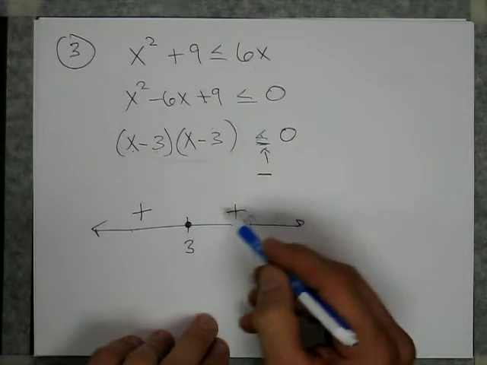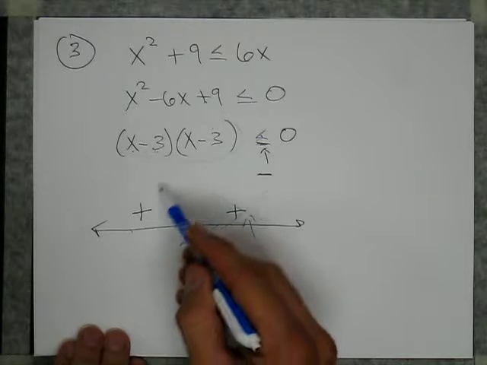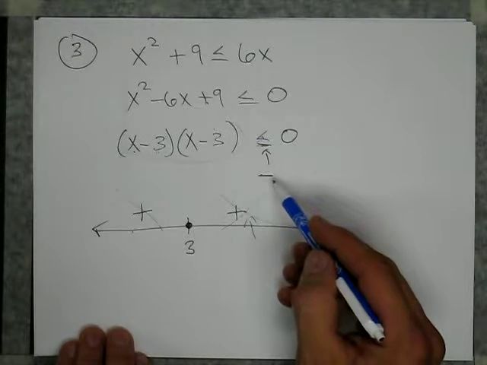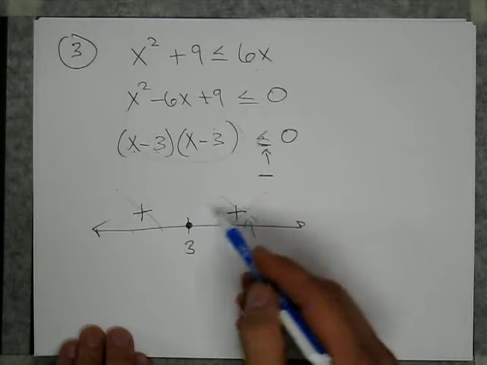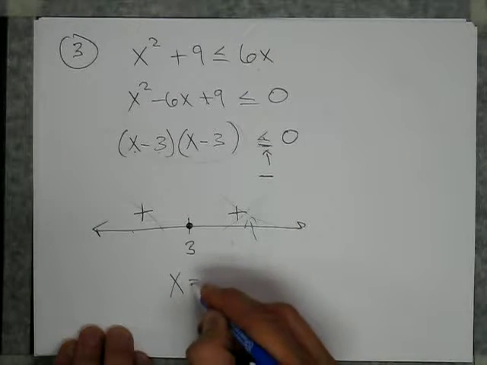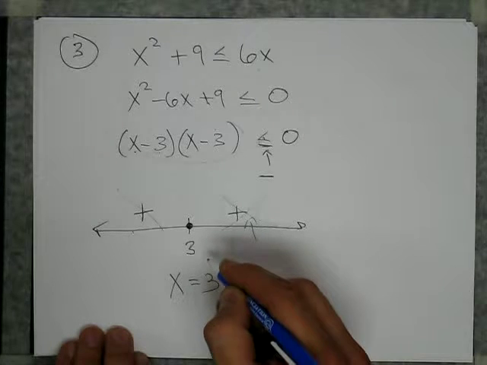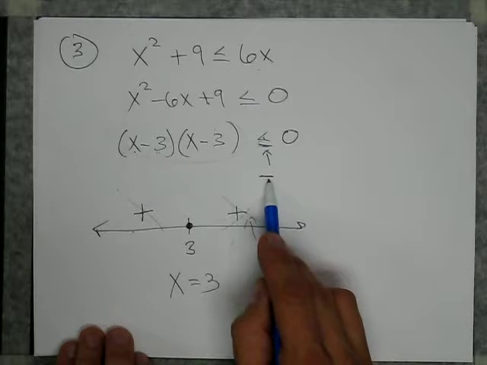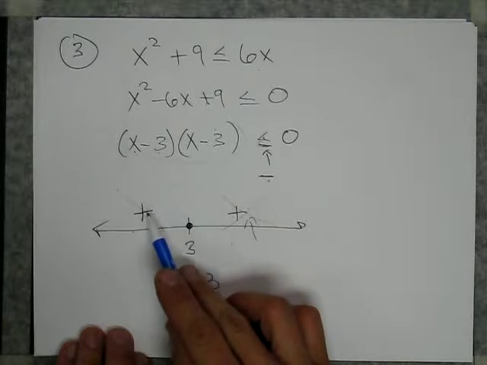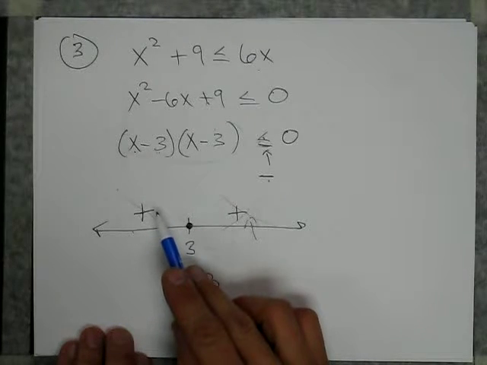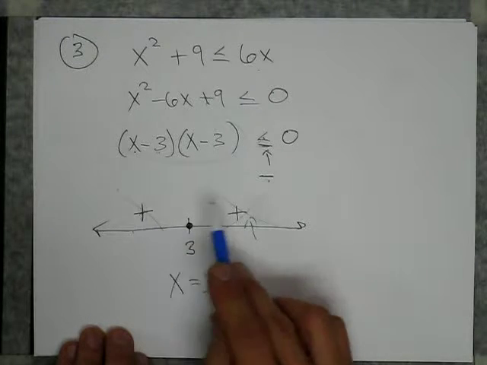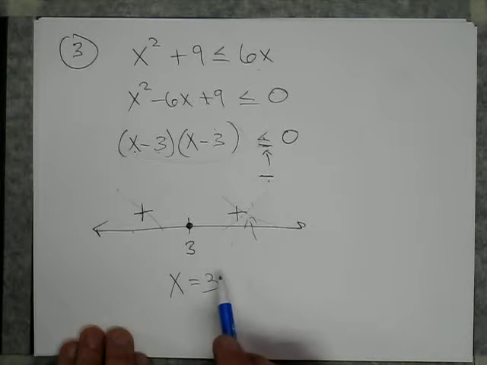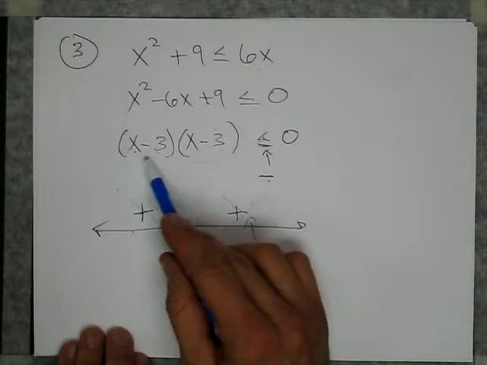So the question is, we only want negative values. Do we want any positives? No. We only want negativity. So if we have positivity here, and we don't want that, then the only number that works in this case is x is equal to 3. That's it. Because this is positive, we only want negative. Now, notice it didn't alternate signs. When the signs alternate, it would have been plus, minus, plus, minus. This went plus, plus. In this case, it's because it's a double root.